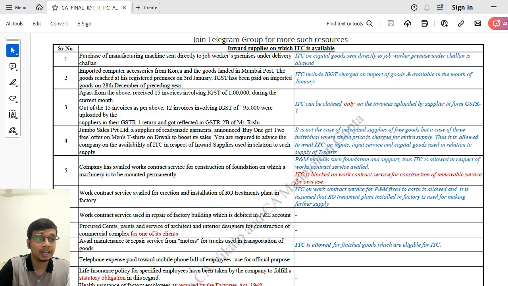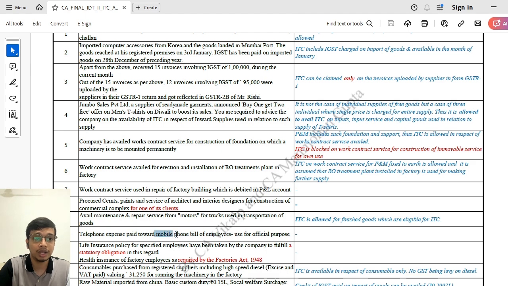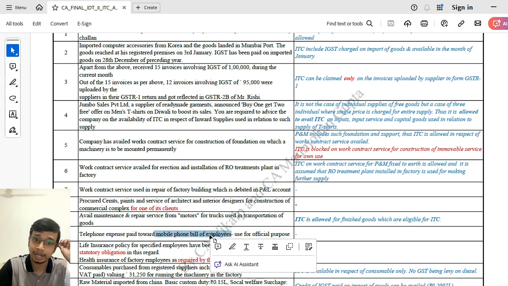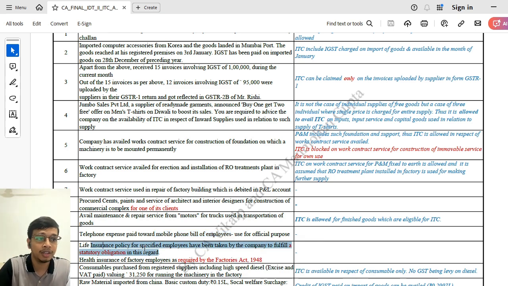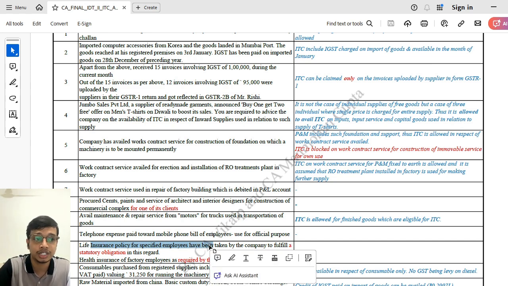10th, telephone expenses paid toward mobile phone bill used by employee for official purpose. In case of telephone used for official purpose, ITC can be claimed. Next, life insurance policy of specified employee has been taken for fulfillment of statutory obligation. In case of statutory obligation, we can claim ITC of life insurance policy or any other policy.